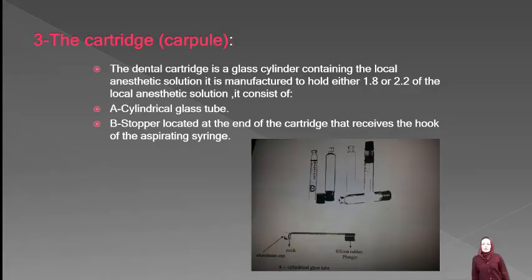Number 3, the cartridge. The dental cartridge is a glass cylinder containing the local anesthetic solution. It is manufactured to hold either 1.8 or 2.2 ml of the local anesthetic solution.